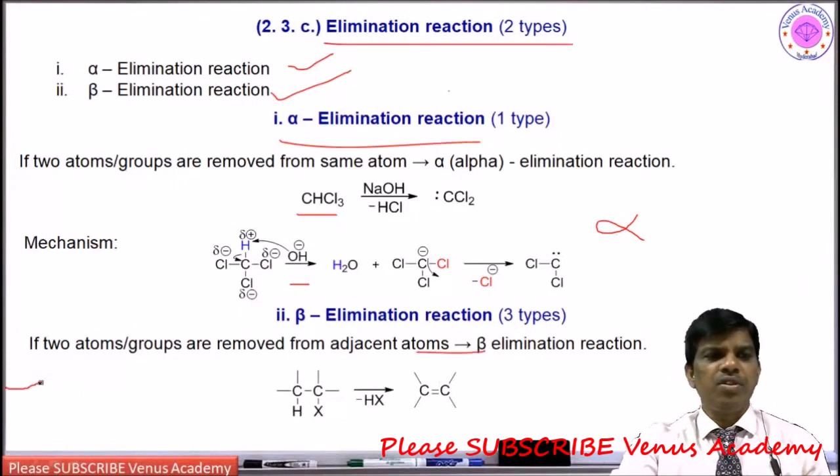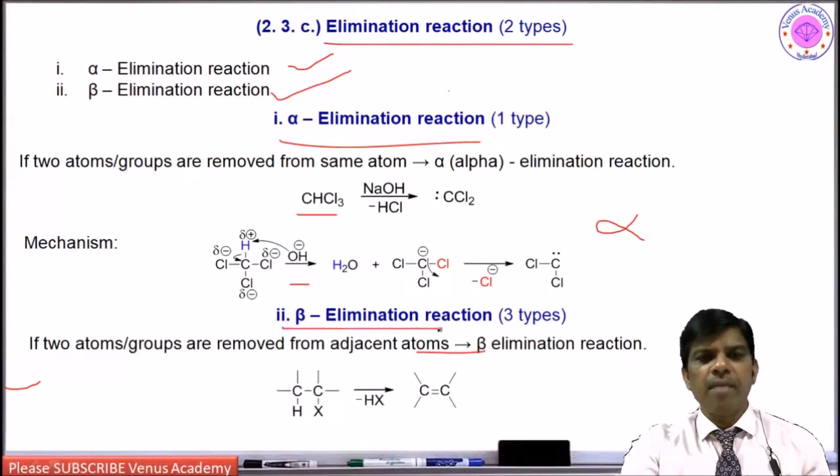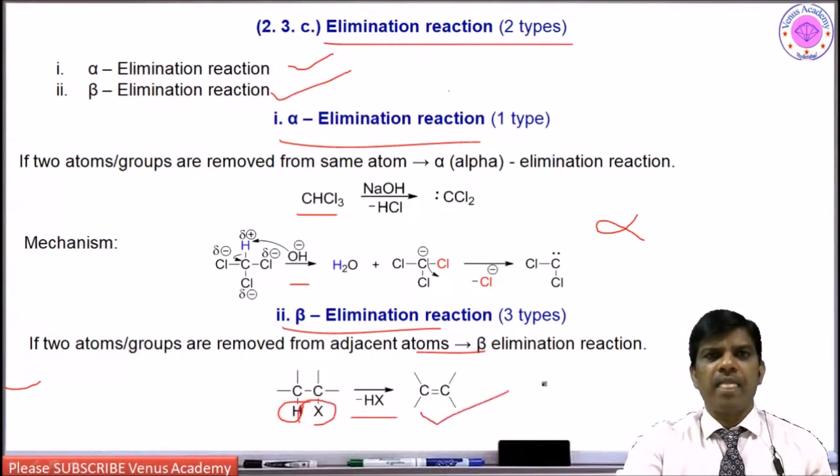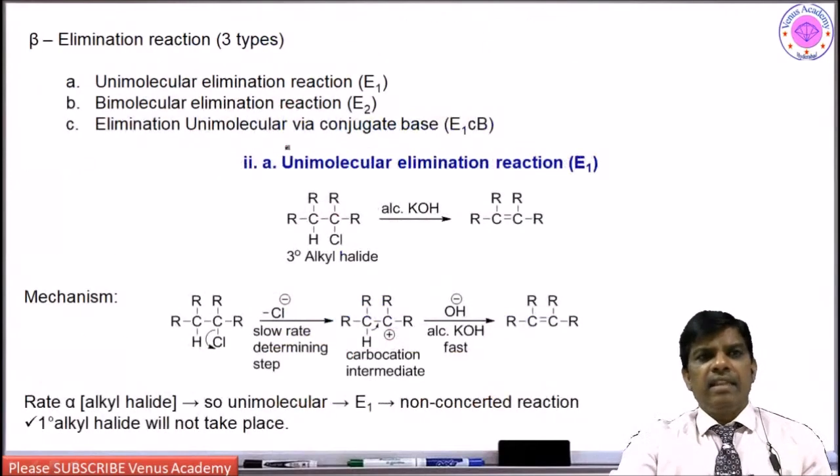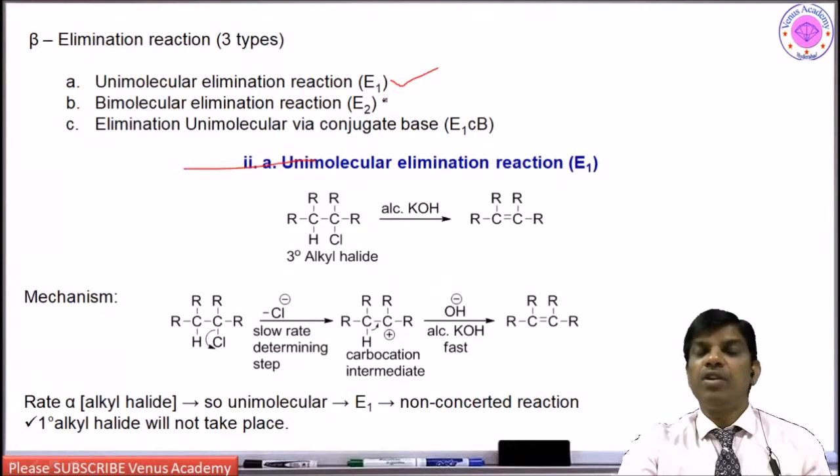Then it comes to beta elimination. What is happening in beta elimination? The hydrogen attached to the beta carbon goes out with the halogen as HX to give alkene. Clear? However, these beta eliminations are of three types, similar to SN1, SN2, SNi: unimolecular elimination, bimolecular elimination, and elimination unimolecular via conjugate base.